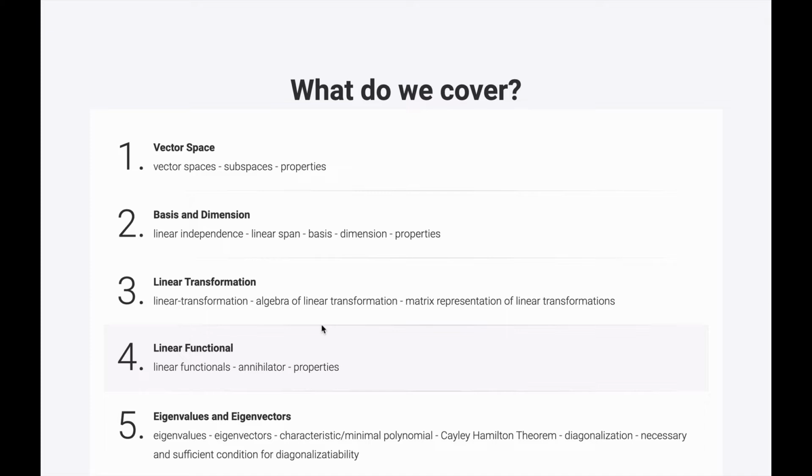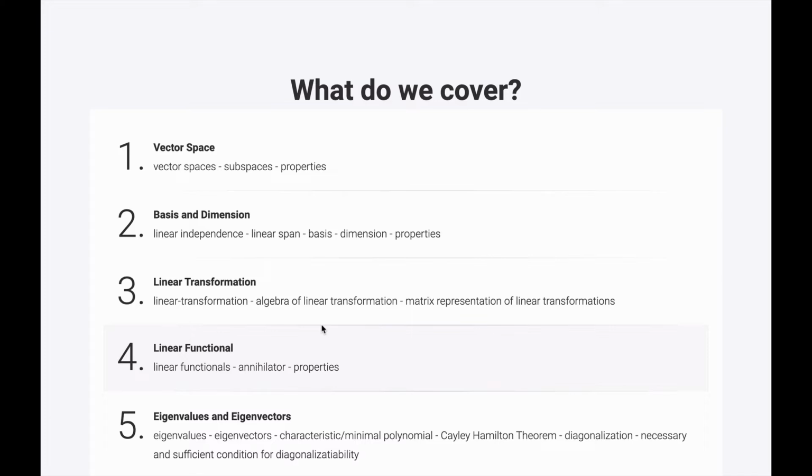In this, we will discuss the linear independent set. What do you mean by dependency of two vectors or linear independency of two vectors? And then the linear span of a particular given set, and then the basis of a vector space, the dimension of a vector space, and some of the properties.